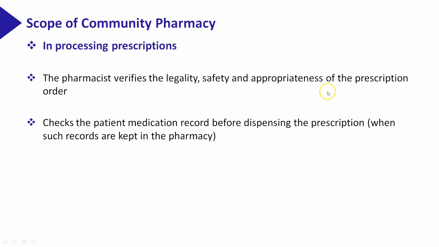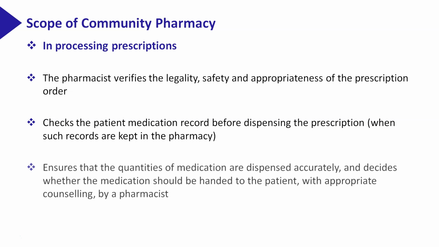Then later on, he checks the patient medication record, the PMR, before dispensing the drug to the patient. Such records should be kept in the pharmacy, which is one of the important criteria. Later on, he ensures that the quantities of the medications are dispensed accurately and decides whether the medication should be handed to the patient with appropriate counseling, which is required from the pharmacist.